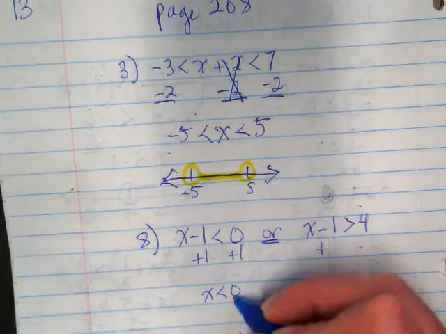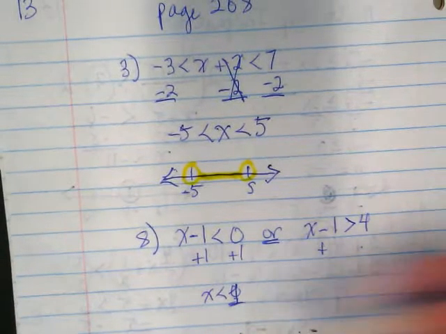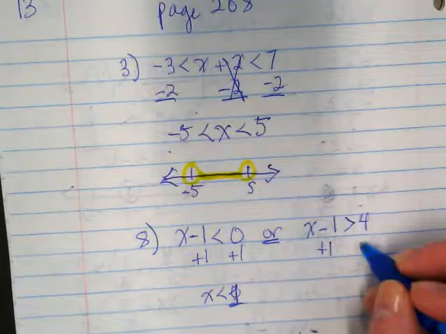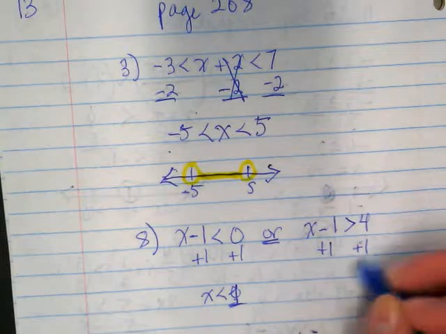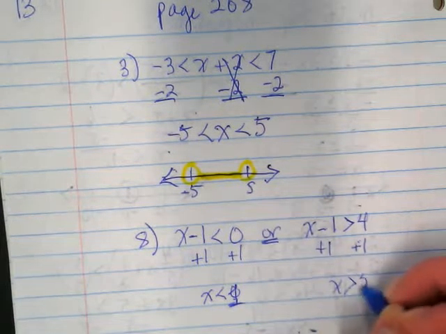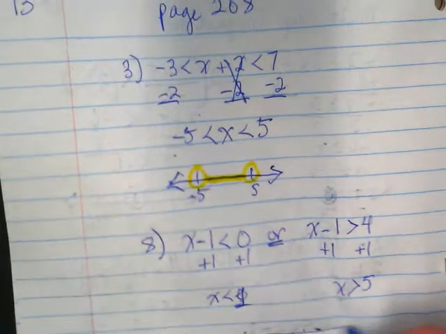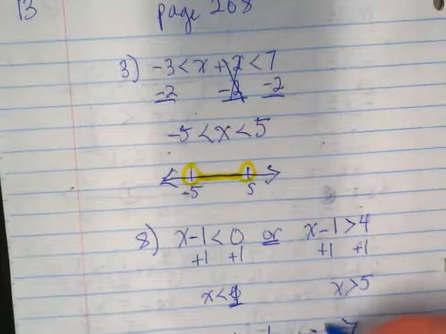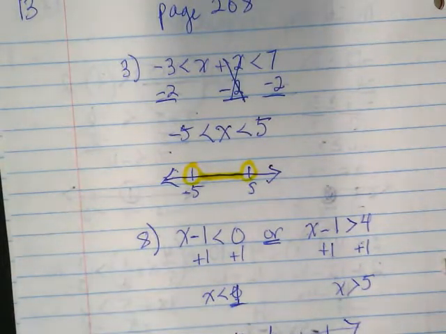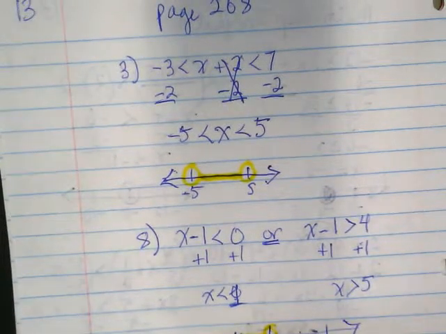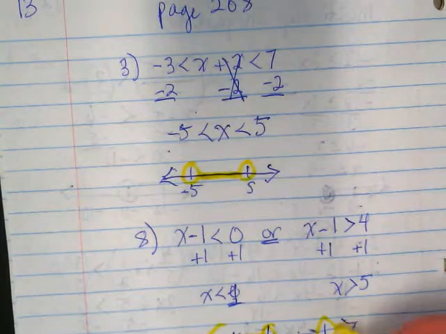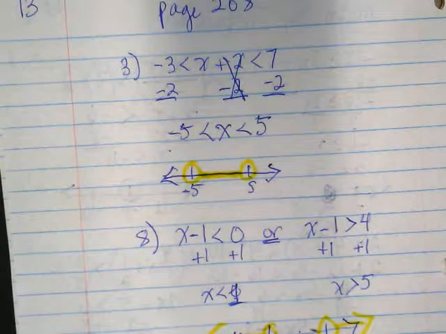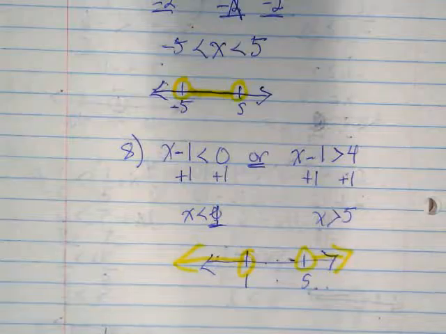Oops, look what I did. That should be a 1. And this one gets plus 1, plus 1. We end up with x is greater than 5. We simply graph this by putting the 1 and putting the 5, showing that this one is less than and this one is greater than. Okay? You'll have a few more practice problems like this.